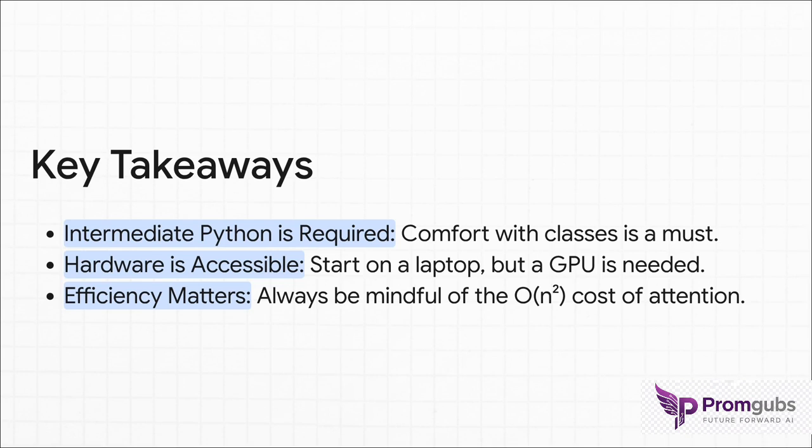And finally, and I can't stress this enough, never forget the cost of attention. Its complexity means that if you double the length of your input text, you don't double the compute time, you quadruple it. That is the number one bottleneck you'll face when you're trying to give your model a longer memory.